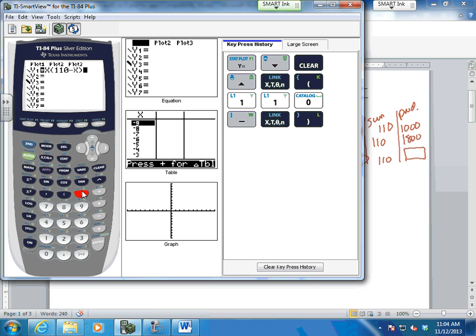And just graph it for the heck of it. Just graph it. So we don't see it. So we're going to start here. We're going to start at your window.